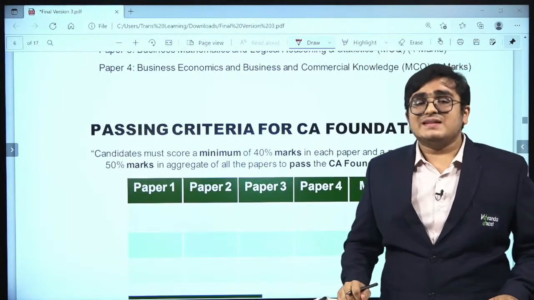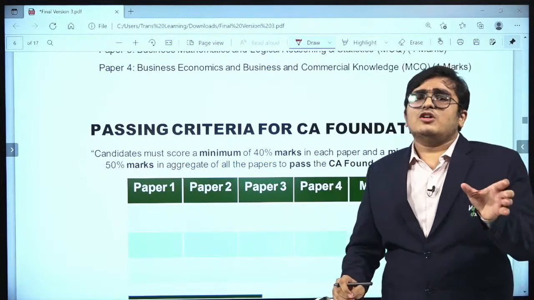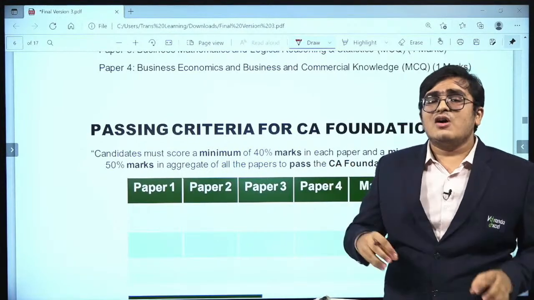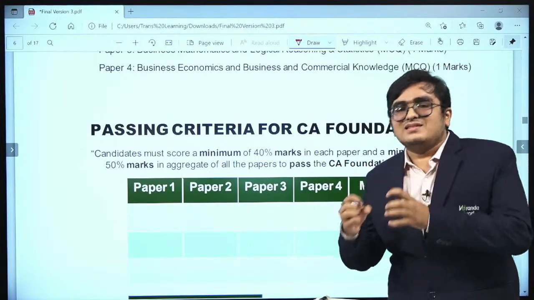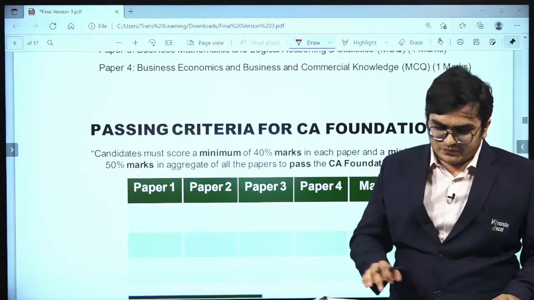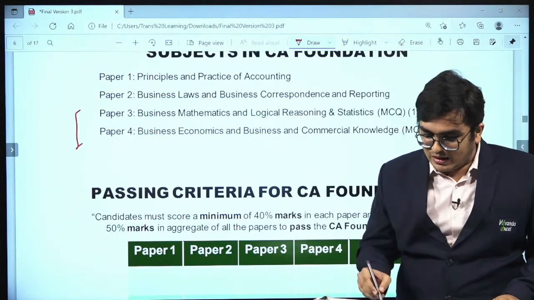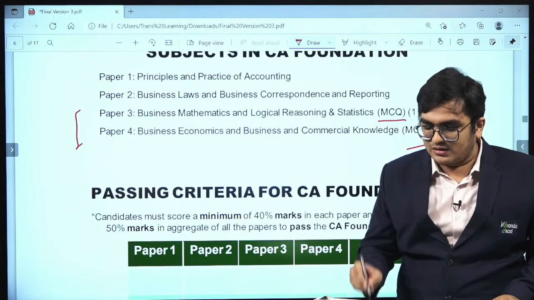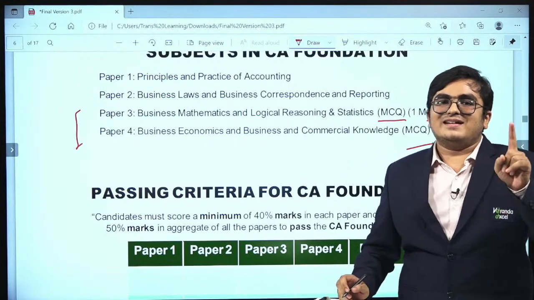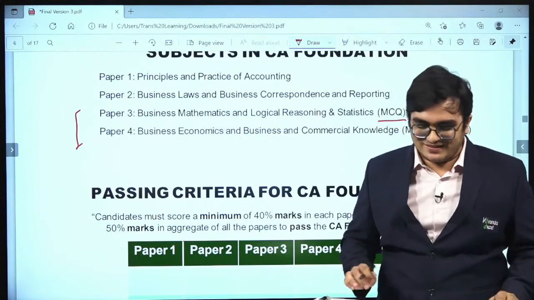Then there is business economics and business and commercial knowledge. It basically gives you a micro and a macro view of the entire business world, and gives you a gist of how the business operates. To bring to your notice, papers 3 and 4 are MCQ papers of 1 mark each. That should be noted. So maths, one good thing is that it's MCQ based. So okay, something is better.